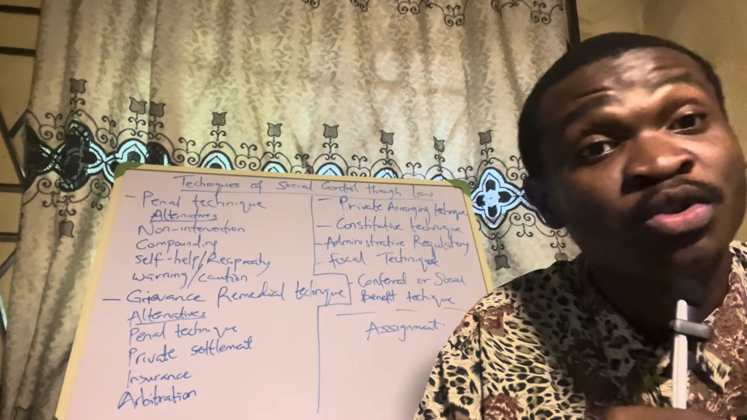But today we are looking at the technique of social control through law. So our watchword is the law. We are not looking at the primitive society. We are not looking at how our villages do their own social control. We are looking at how the law controls our social behavior.